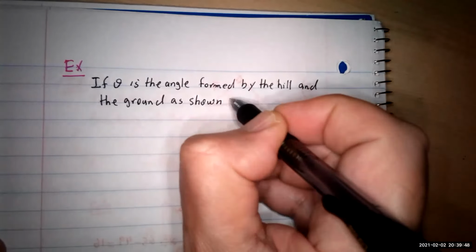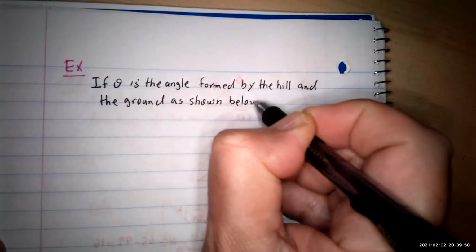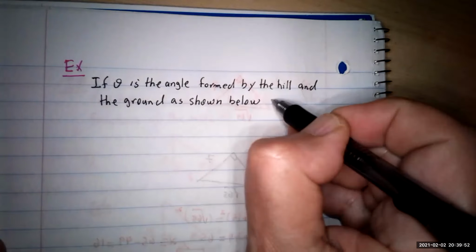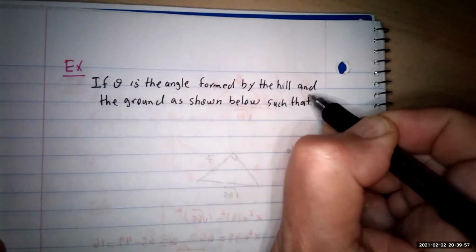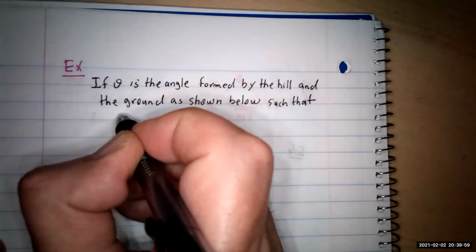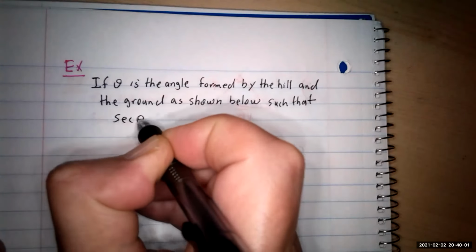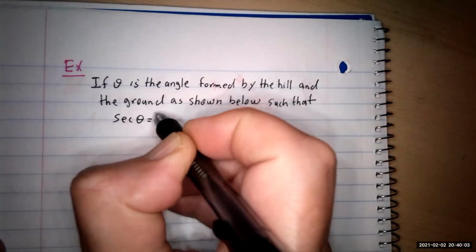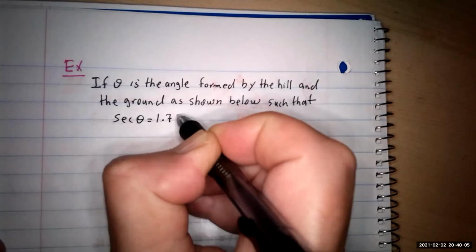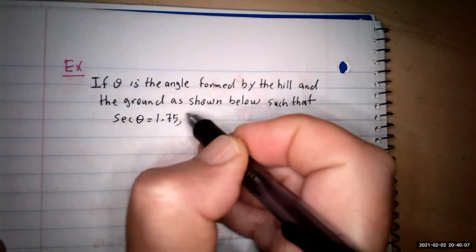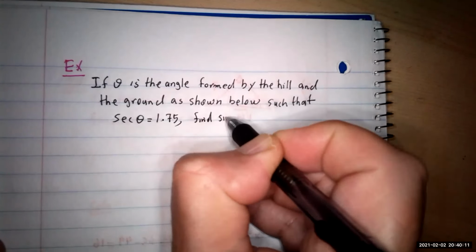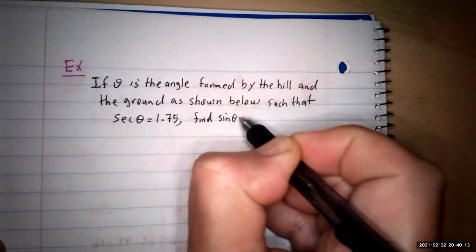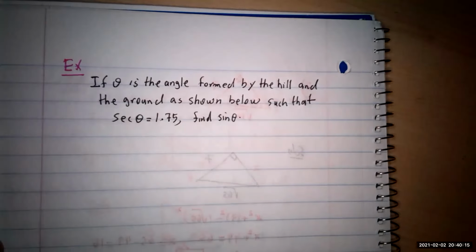as shown below, such that the secant of theta is given to you. The secant of theta is 1.75. Then we'd like to find the sine. Find sine of theta. Some specific one is already given to you.